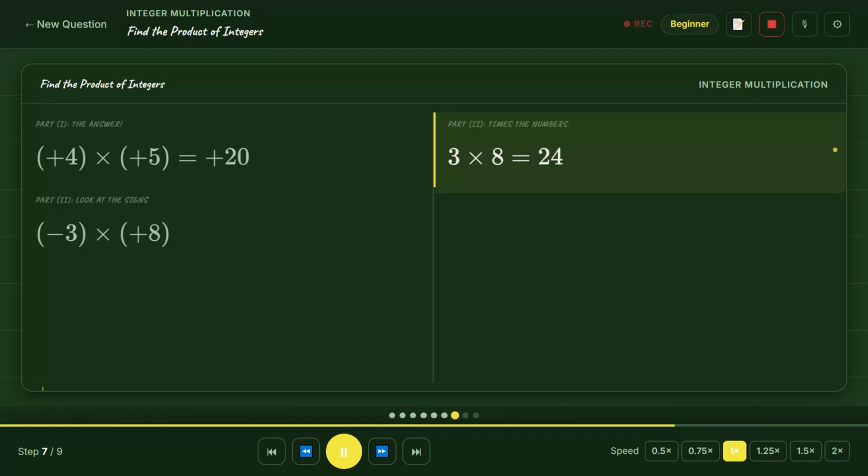Let's forget the signs again and just times the numbers. 3 times 8 is 24.